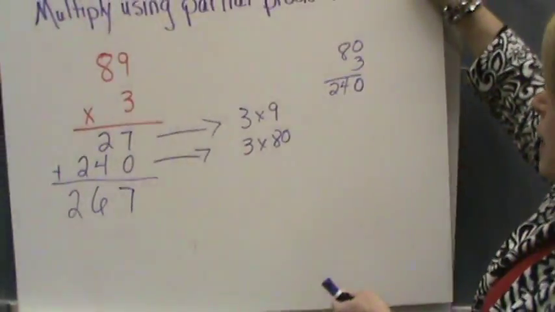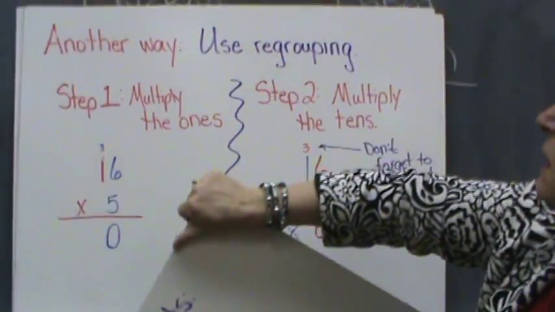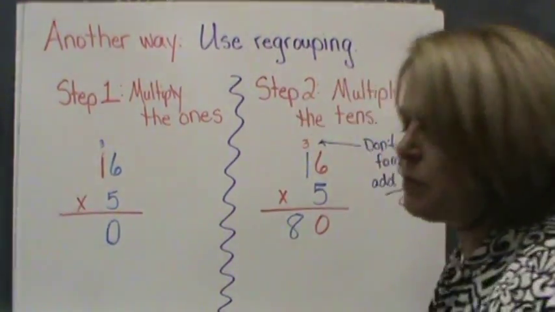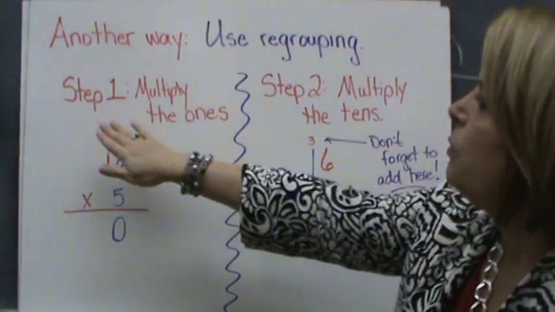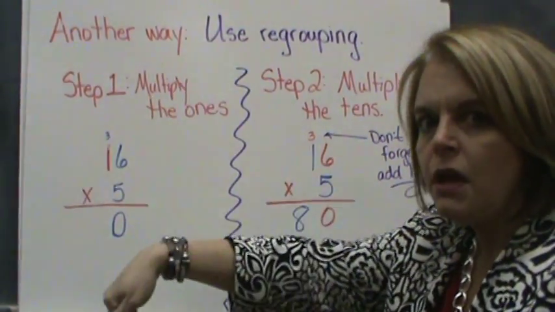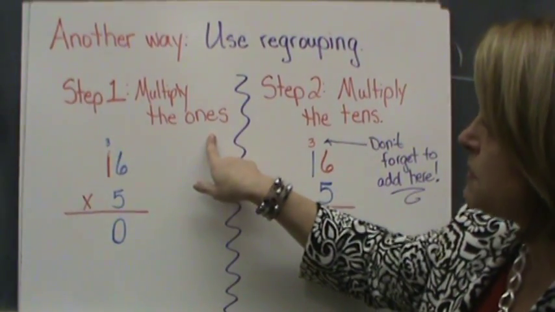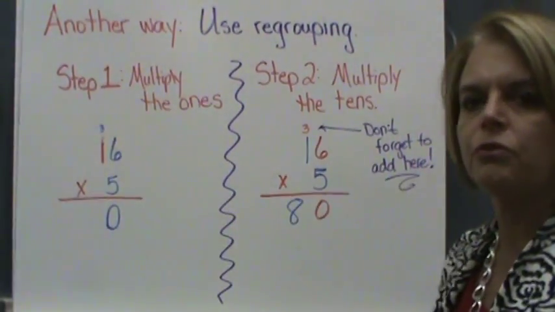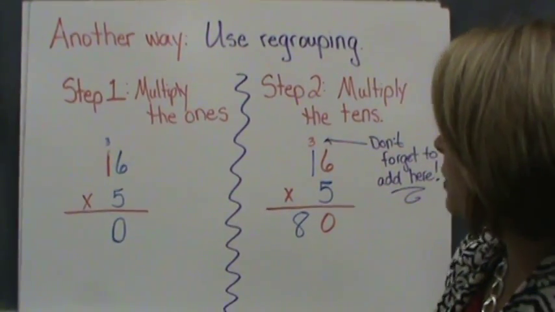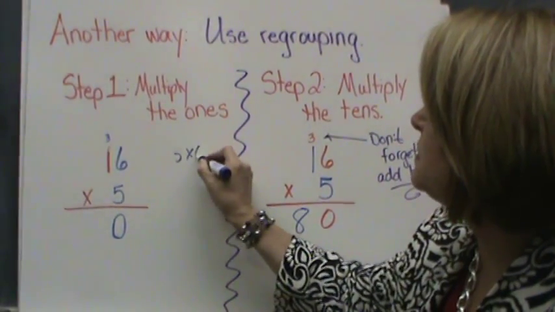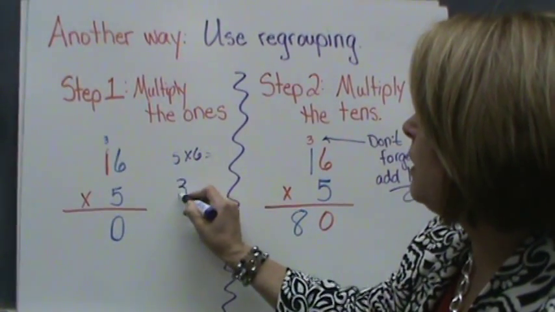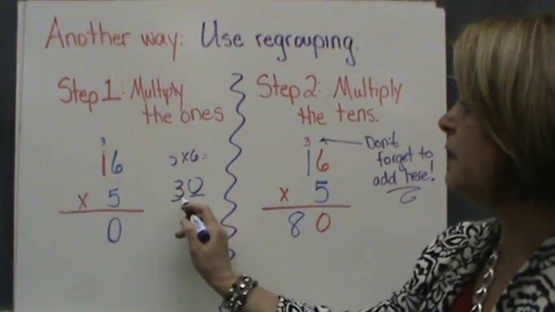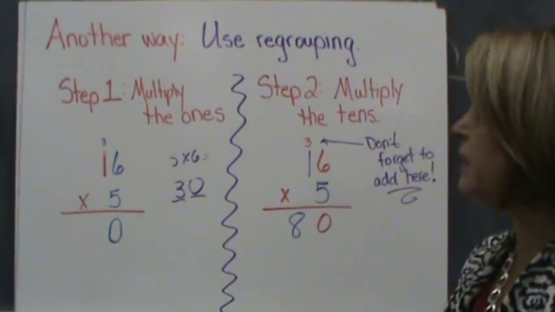All right, another way to solve these equations is by using regrouping. And you can do it either way, you'll get the same answers. When you regroup, step 1 is the same as partial products. You're going to multiply the numbers in the ones place. 5 times 6, I'm going to put my 0 and I'm going to carry the 3. Because if I look, I know that 5 times 6 is 30. The 0 is in the ones place, the 3 is in the tens place, so I can just go ahead and carry it over to my tens place.